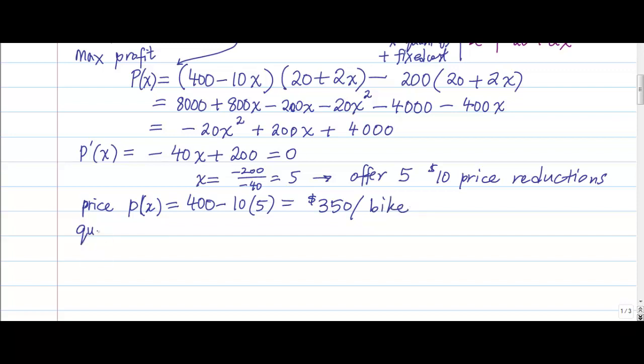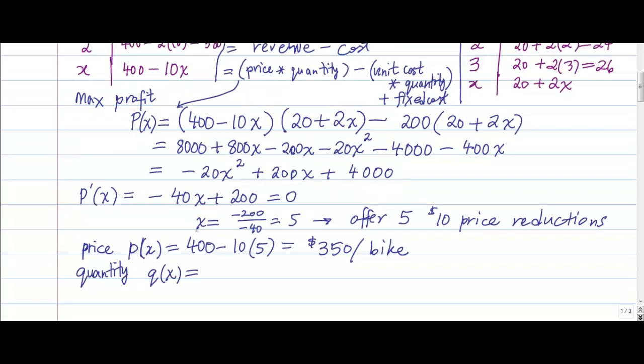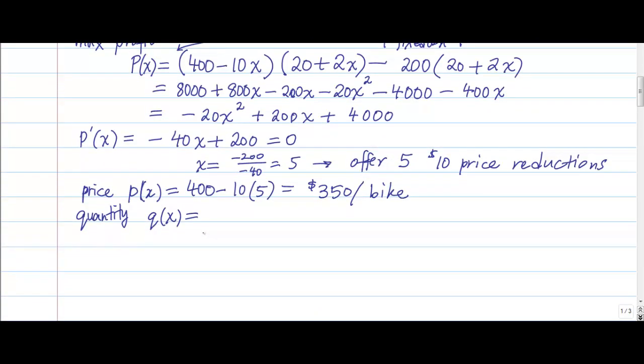The quantity she will sell is 20 plus 2x, so that's 20 plus 2 times 5, which is 30 bikes. So she can estimate that she'll sell 30 bikes at $350 a bike. And then what is the maximum profit?